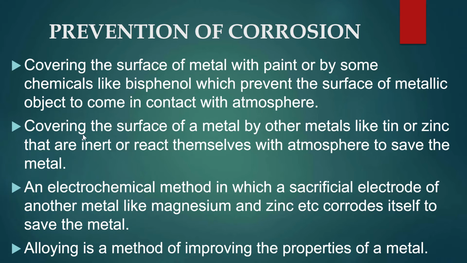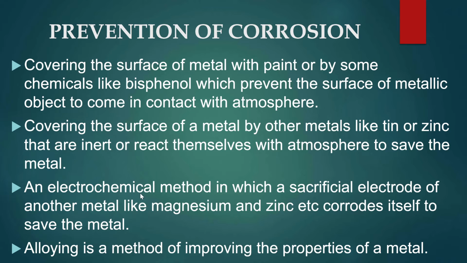Second one, covering the surface of a metal by other metals like tin or zinc that are inert or react themselves with the atmosphere to save the metal. That is, you're doing electroplating. If the electroplating is done with zinc, you all know very well, it is known as galvanization.